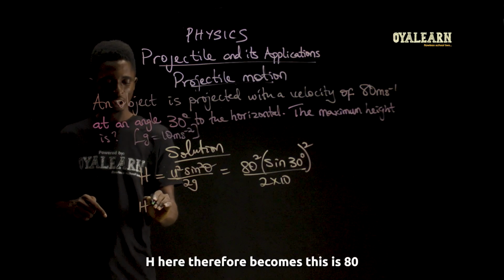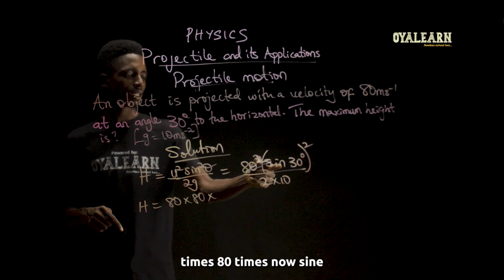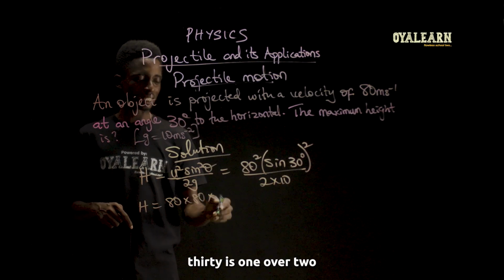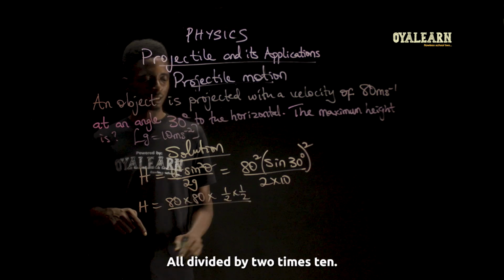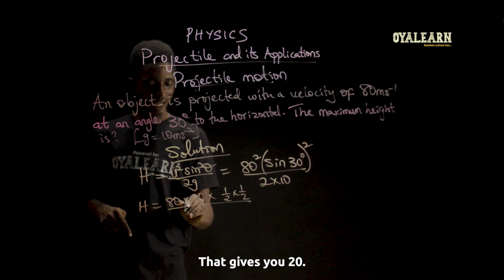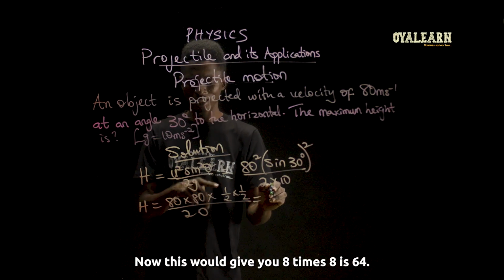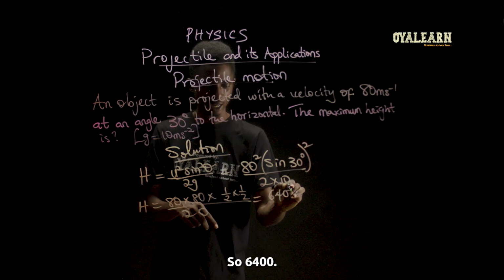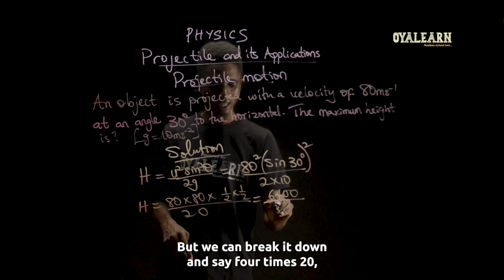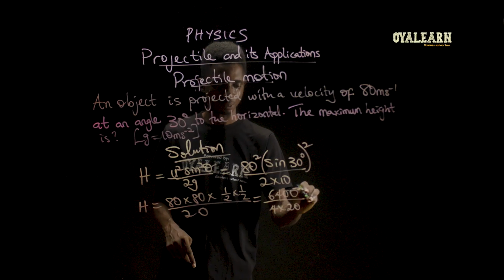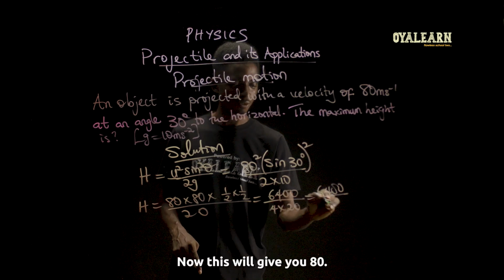Okay? H here therefore becomes 80 times 80 times sine 30, which is 1 over 2 times 1 over 2, all divided by 2 times 10, that gives you 20. Now, this will give you 8 times 8 is 64, so 6400. Now, this will give you 1 over 4, but we can break it down and say 4 times 20, which means we have 6,400 divided by, now this will give you 80.